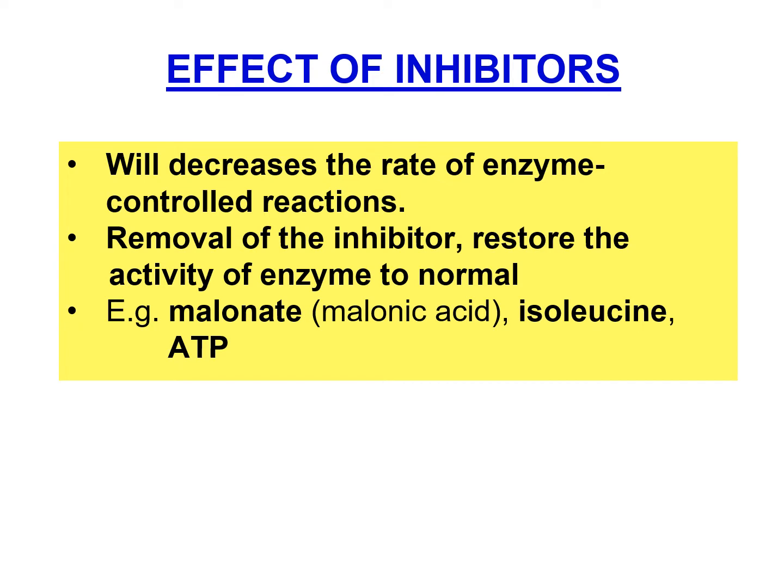The effect of inhibitors: the presence of inhibitors will decrease the rate of enzyme-controlled reactions. The removal of the inhibitor will restore the activity of the enzyme to normal. Examples are malonate or malonic acid, isoleucine, and also ATP.